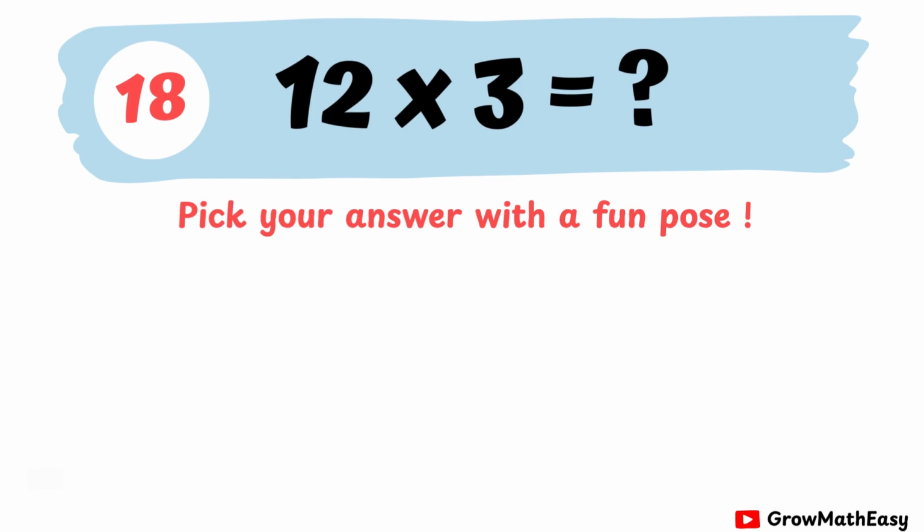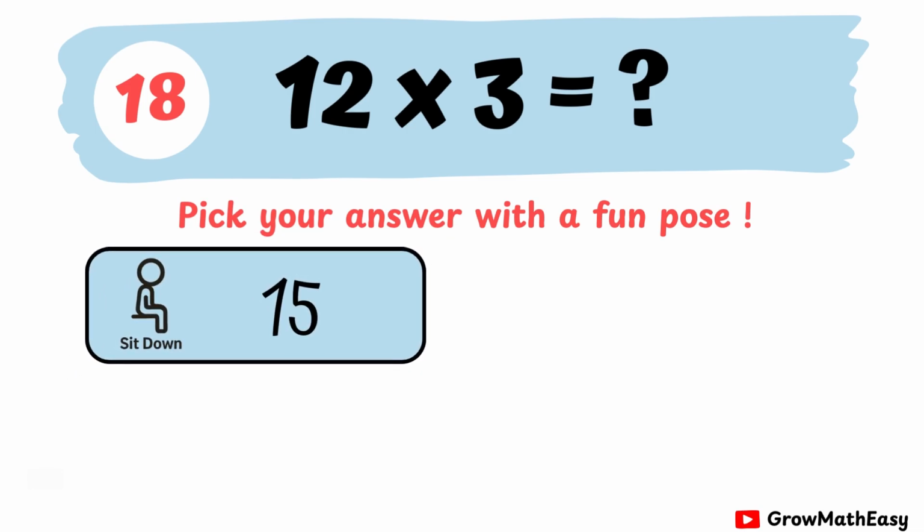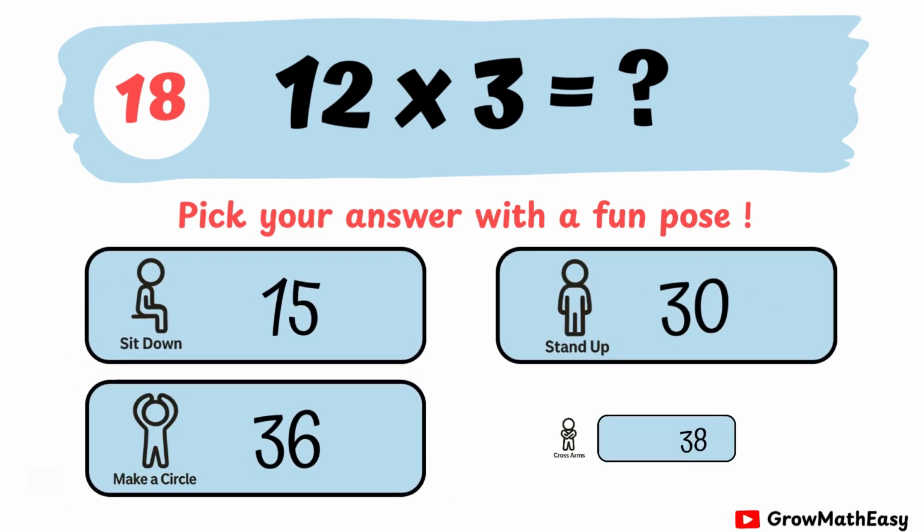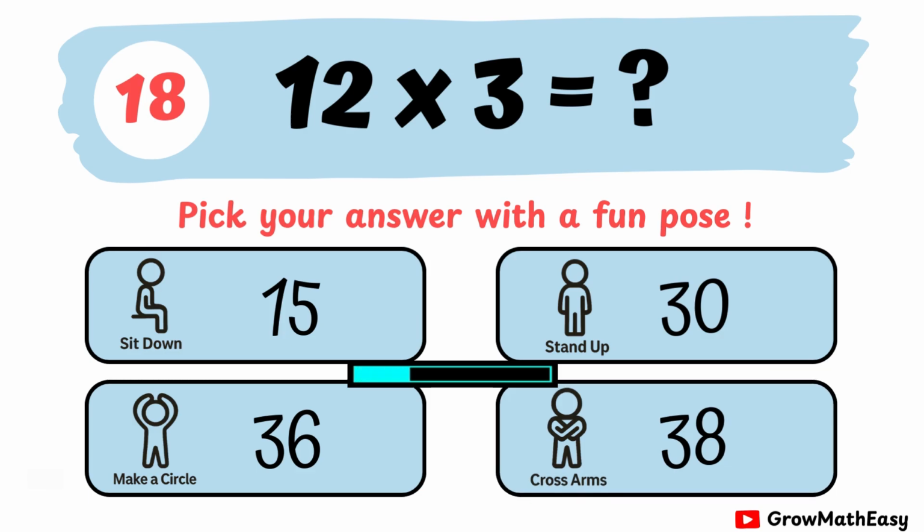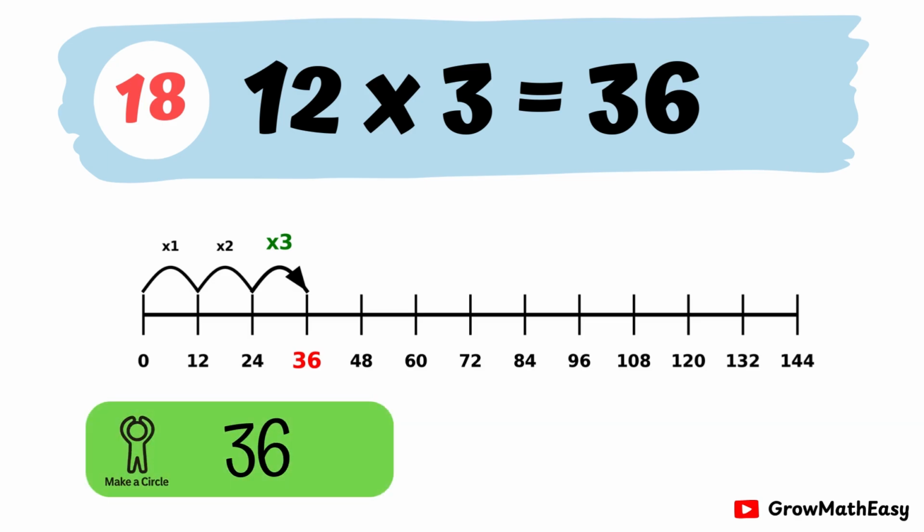What is 12 times 3? 36. Make a circle. 12 times 3 is 36. You can see the multiples of 12 on the number line.